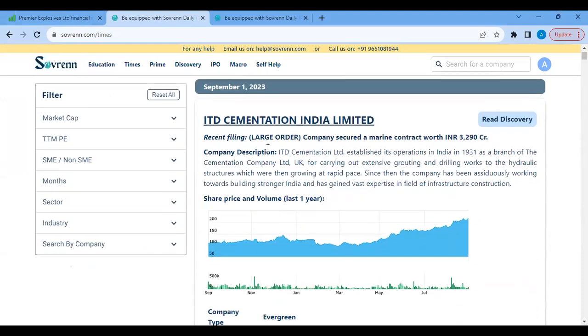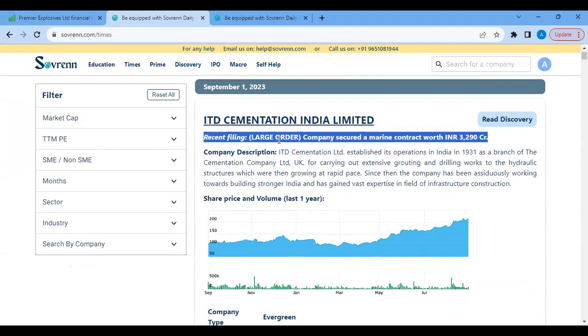Okay? Now, can you see the large order information for ITD Cementation in Sovrenn Times? Yes or no? Okay. Therefore, it is very important to read Sovrenn Times to get this kind of information.